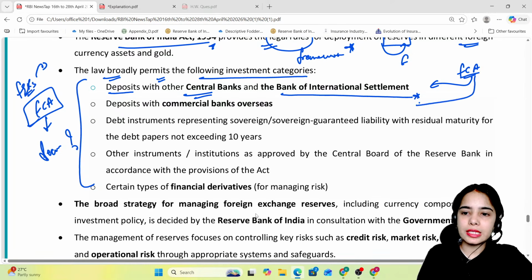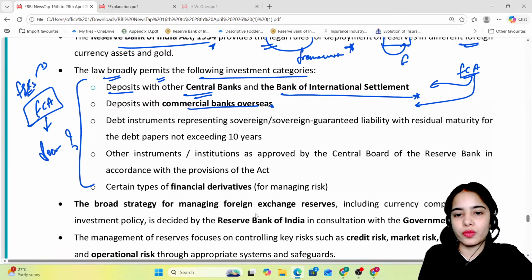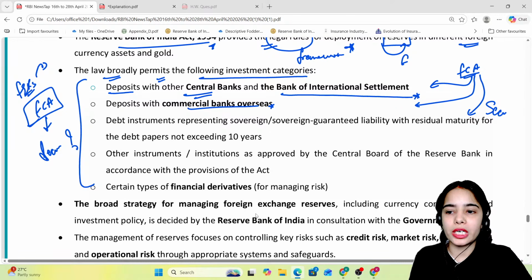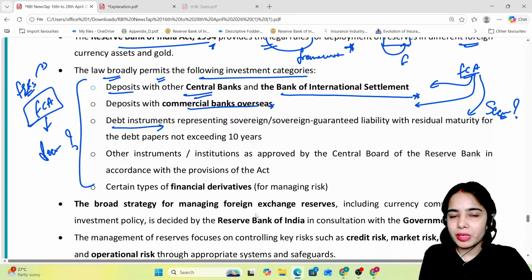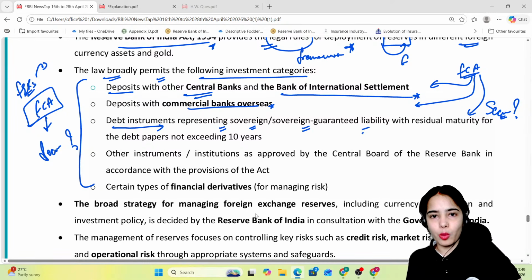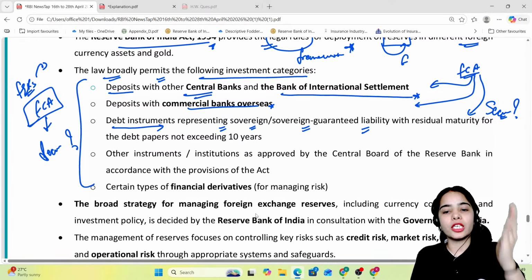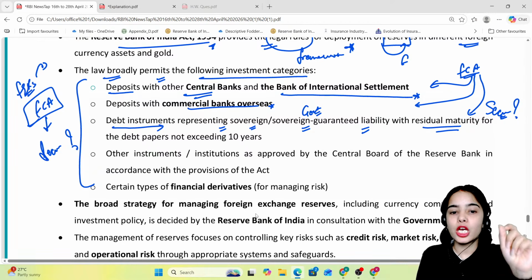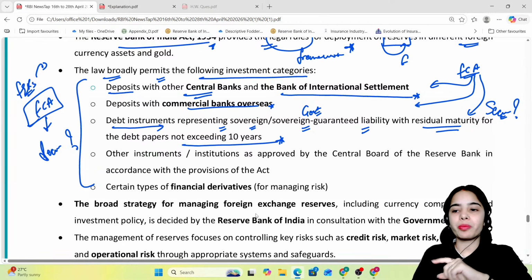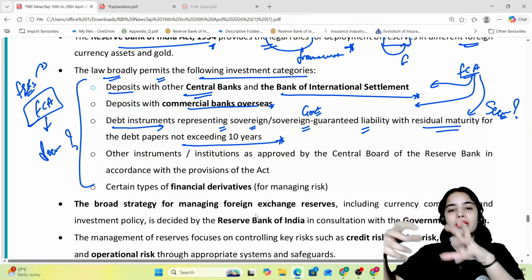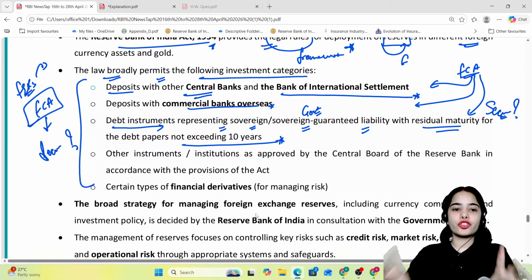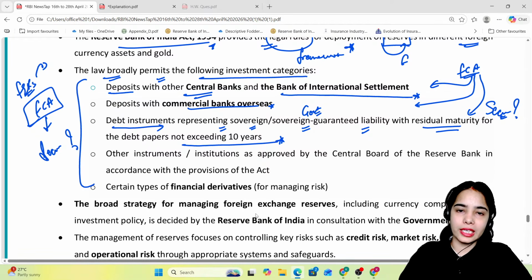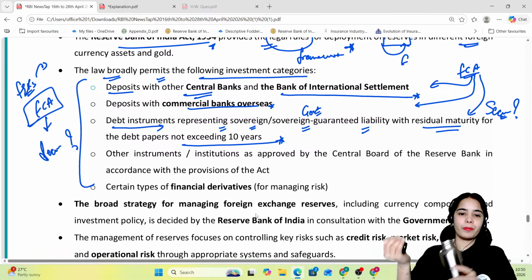Okay, from the foreign currency asset, the deposits can also happen with commercial banks overseas. From the foreign currency asset, the major part of the investment is happening in securities. Which kind of securities? Debt instruments, the bonds representing the sovereign bonds or the sovereign guaranteed bonds, sovereign-backed bonds, that are government-backed bonds, with residual maturity for debt papers not exceeding 10 years. This is important to remember, that the FCA can be invested in the securities, but the debt instrument should not be exceeding 10 years. Okay.